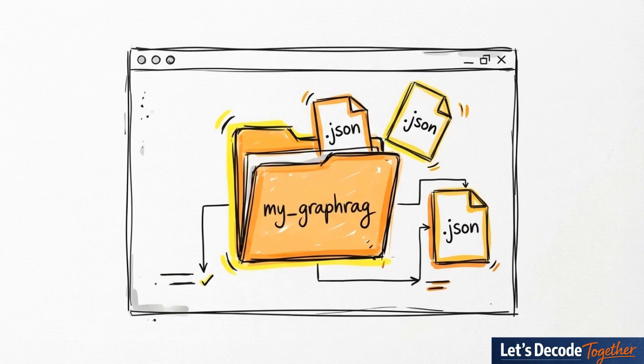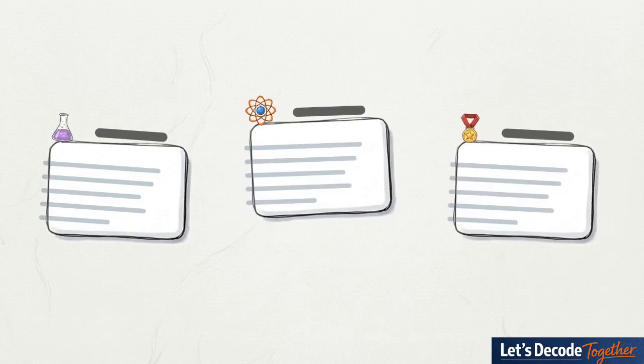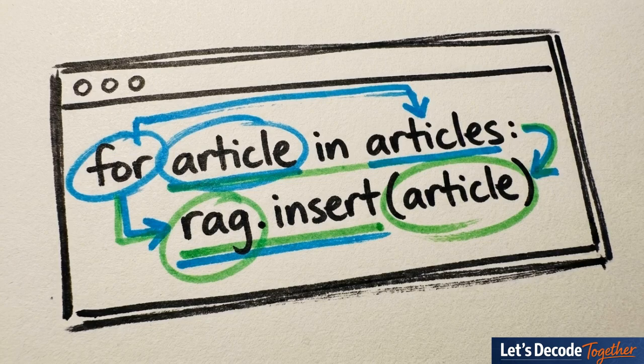We will feed the engine 3 Wikipedia-style articles covering Marie Curie, the discovery of polonium, and the Nobel Prize. A tiny dataset allows us to verify the logic of the graph by tracing the connections manually after the code runs. To load the data, write a standard for loop that passes each article into the rag.insert command.